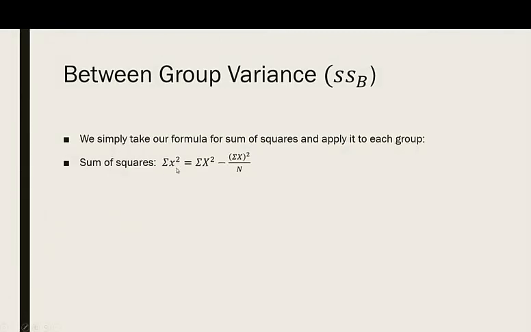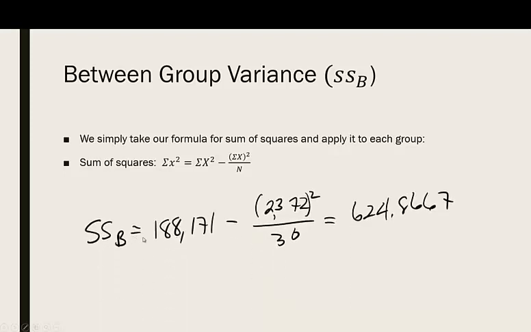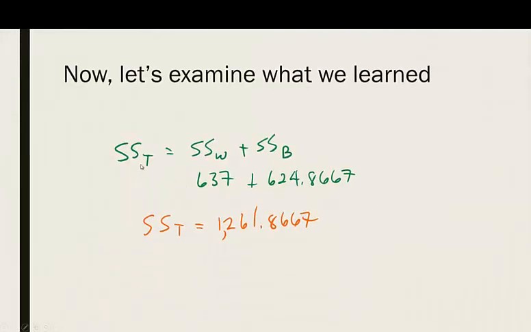And so now when we apply our formula to get our sum of squares between, this is the variance between the groups and the grand mean, we get this. Okay, there's the sum of our x squared. There's the sum of our x's, and when we square it and divide it by our n of 30, we get 624.8667. Now look at the next slide. Our sum of squares total is equal to 1,261.8667. We did this earlier to get that total.